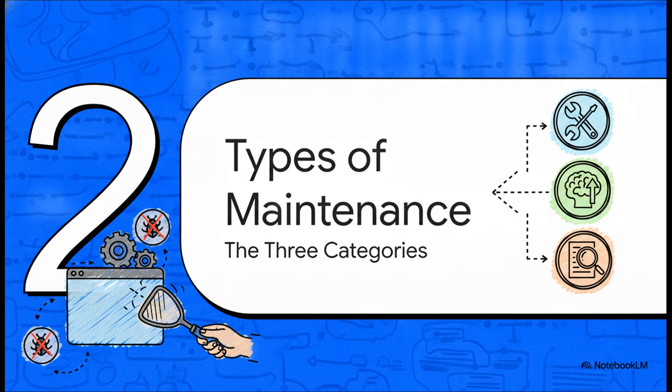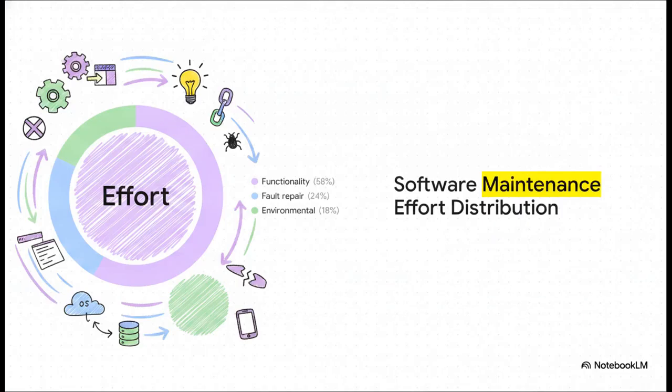Moving on to Section 2, the 3 types of software maintenance. Since post-delivery changes are just a fact of life, we need to categorize exactly what we're doing when we maintain a program. And the reality is pretty surprising. Maintenance isn't mostly about fixing broken code. Fault repair, which means fixing coding, design, or requirements bugs, only accounts for about 24% of the effort.